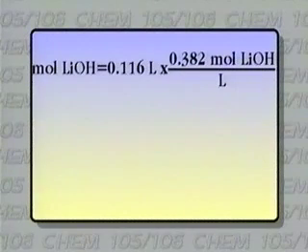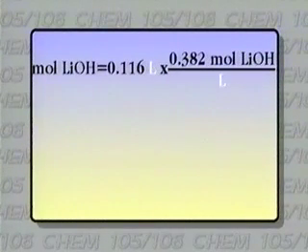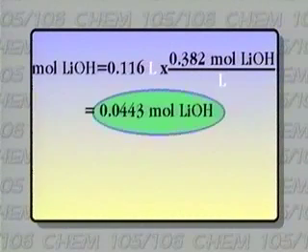Remember, we said in the chapter on solutions that if we multiply the volume of solution times its molarity, we have the number of moles of solute. So the liters will cancel. We're going to end up with moles of lithium hydroxide. So we have 0.116 times 0.382, and we have 0.0443 moles of LiOH. Step number one, determine the number of moles of known.